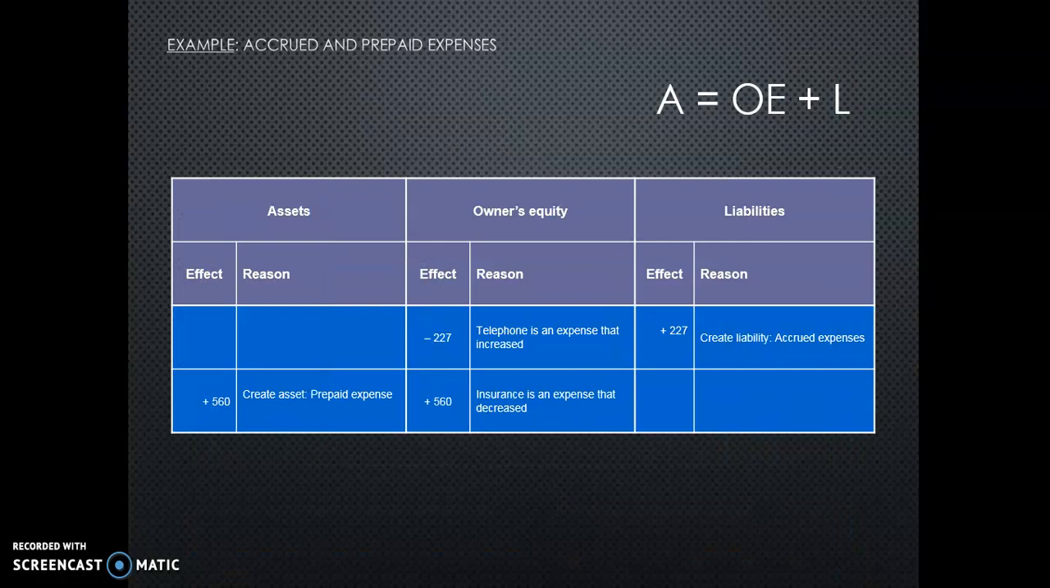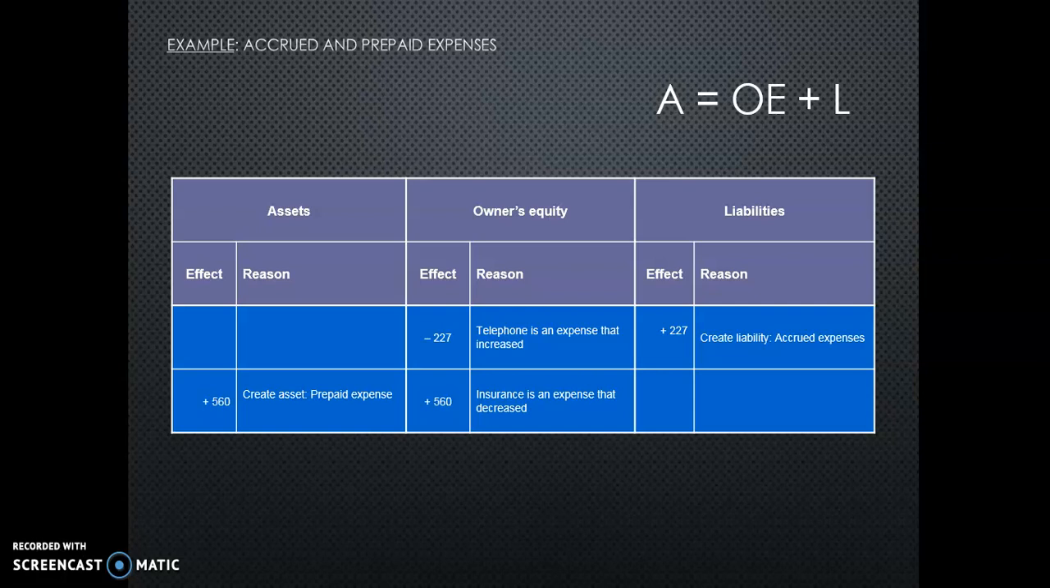So owner's equity and liabilities, the accounting equation. So telephone is an expense that is increased, so an expense that decreases owner's equity, and I owe Telkom that, so that's a liability, create a liability, while the prepaid expense is an asset, so that goes in the asset column.